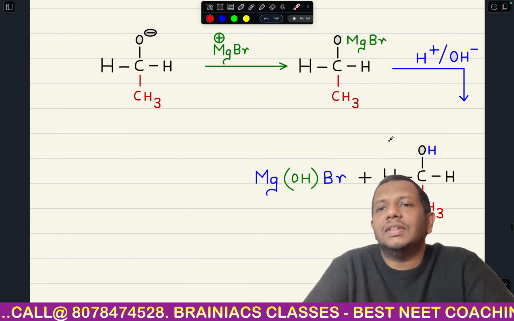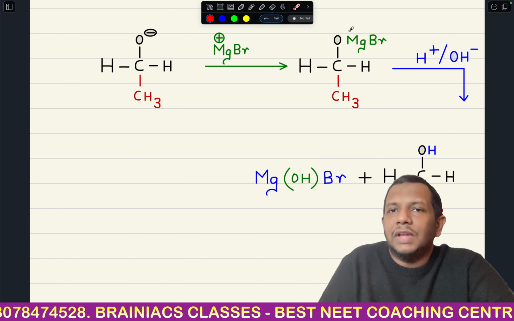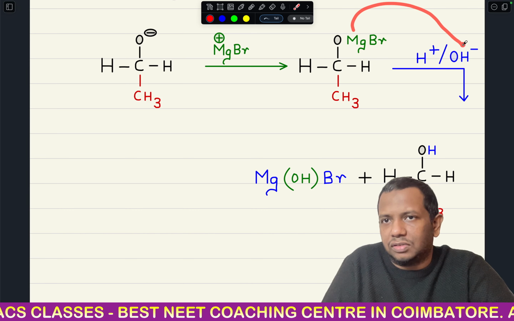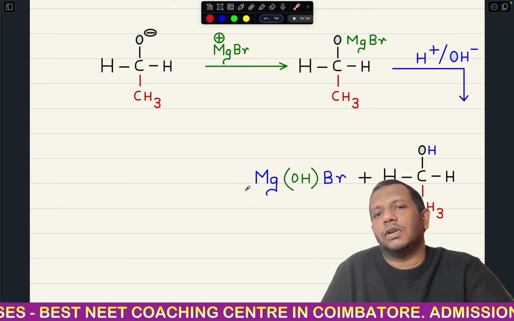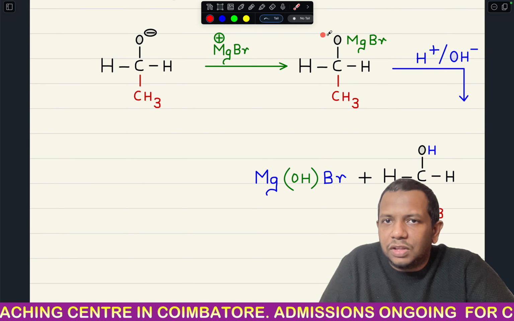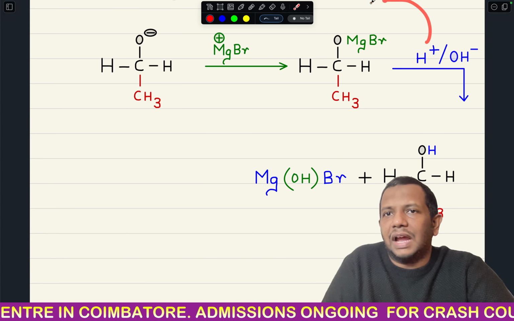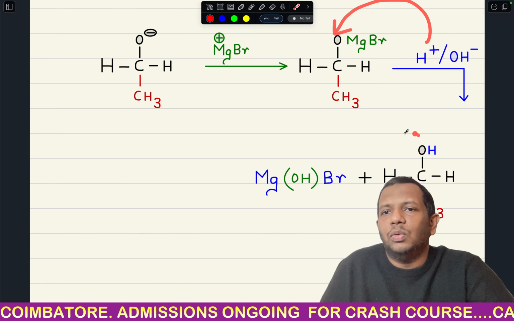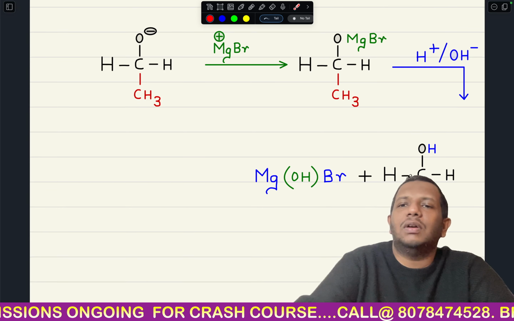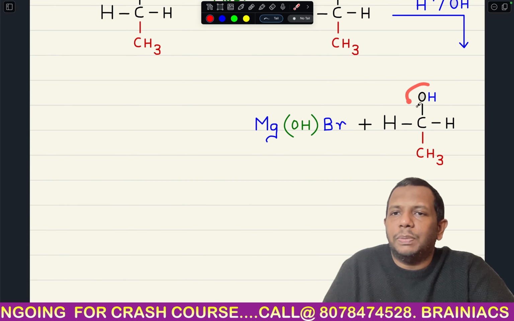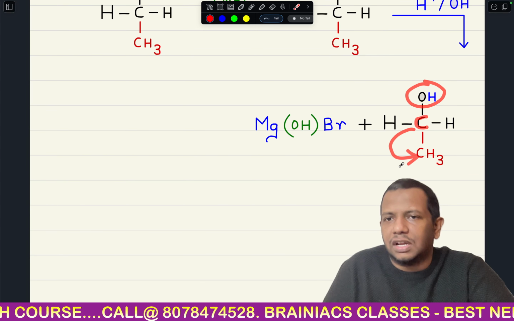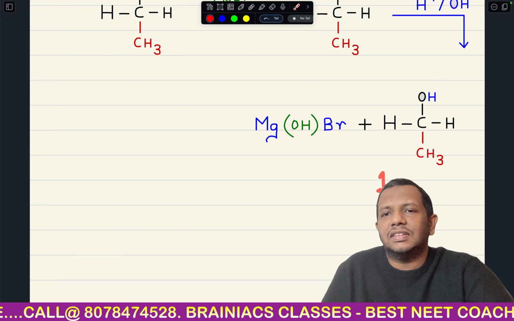When you are hydrolyzing with water, what will happen? The magnesium, being more electropositive, will get attracted towards OH minus, which is a strong nucleophile, and you will get MgOHBr. Again, the oxygen with a negative charge will be attracted by H plus, and you will get a primary alcohol. Why is it called a primary alcohol? Listen, the OH group is connected to a carbon, and that carbon is connected to only one carbon atom. So that's why we say this is a primary alcohol.